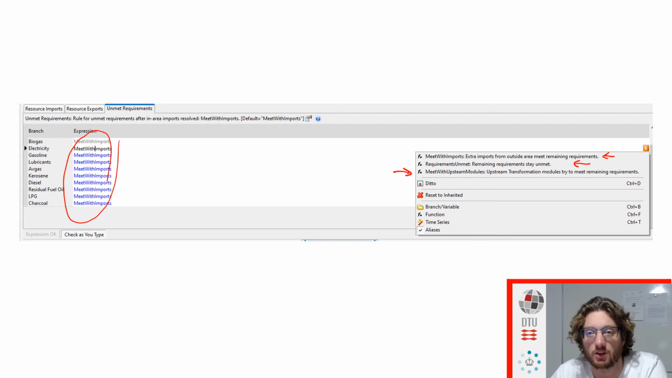fuel that you need. So that means, technically speaking, if you don't have enough gasoline, it will overproduce, if it can, crude oil to secondary fuels, and then it will just export all the diesel, the flight kerosene, the normal kerosene, and so on, just to meet that gasoline demand. So that's the different choices you have. But again, meeting with direct imports is the most normal and general realistic way that this is done.